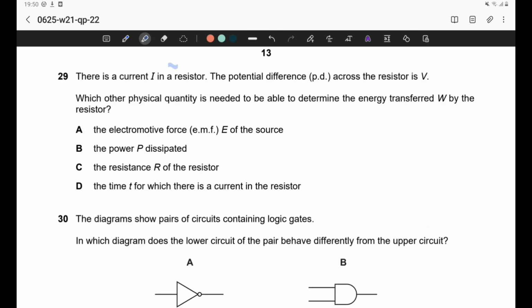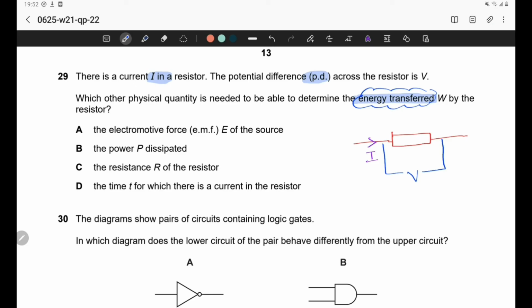Question 29. There is a current I in a resistor. The potential difference (PD) across the resistor is V. Which other physical quantity is needed to be able to determine the energy transferred by the resistor? So we have a resistor in this question, and there is a current flowing through the resistor which is I, and the voltage or potential difference across the resistor is V. In order to calculate the energy transferred by the resistor, which other physical quantity do we need?